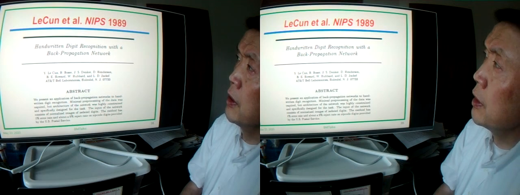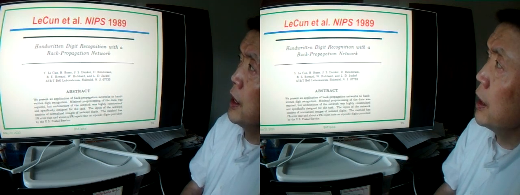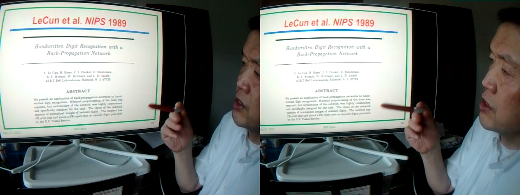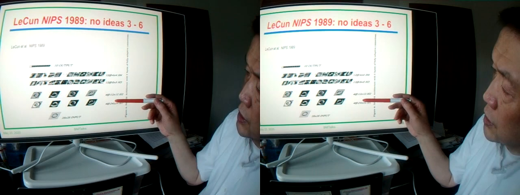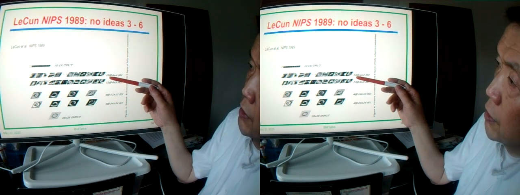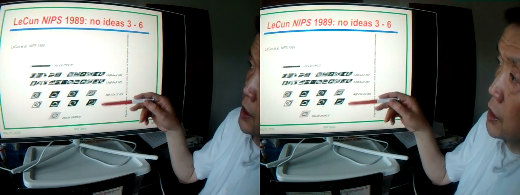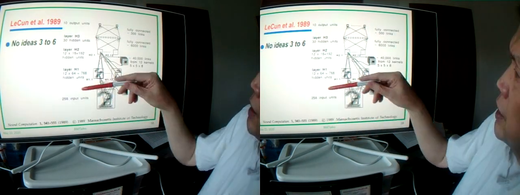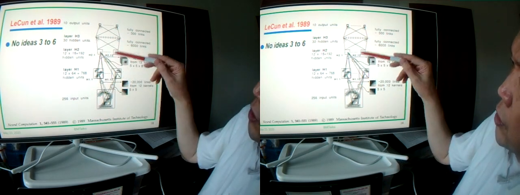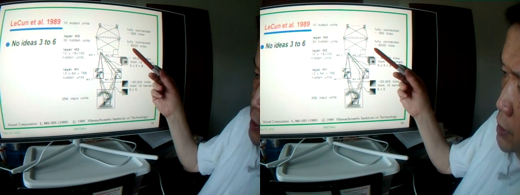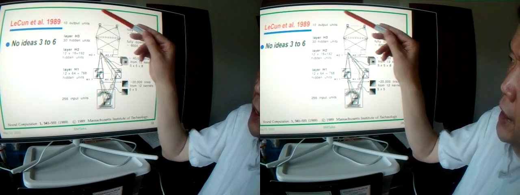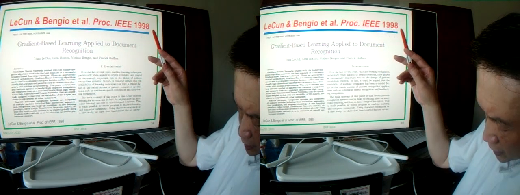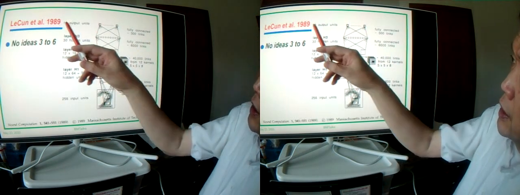LeCun in Neural Information Processing Systems 1989, that's backpropagation for handwritten digit recognition, isolated. At that time, they just had a different size. There's no maximization process going on. That's 1989. Another 1989 work, in the journal Neural Computation. You can see there's no maximization or generalization of position going on here. All right, that's 1989 again. But when they did their publication in 1998, look at that.